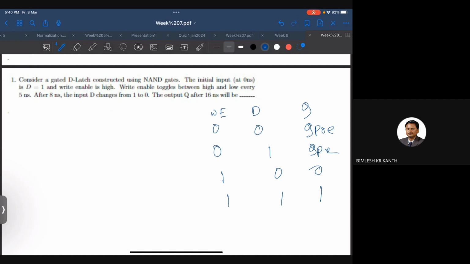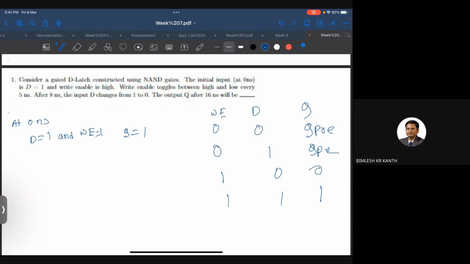Okay, just write at 0 nanoseconds. At 0 nanoseconds, D equal to 1 and WE equal to 1. So Q equal to 1, right? So after 5 nanoseconds, write enable is... yes.